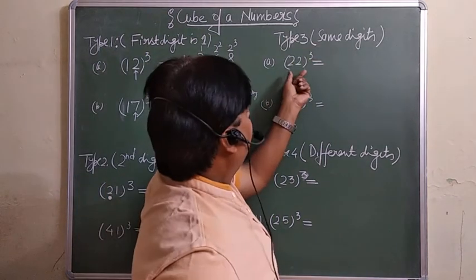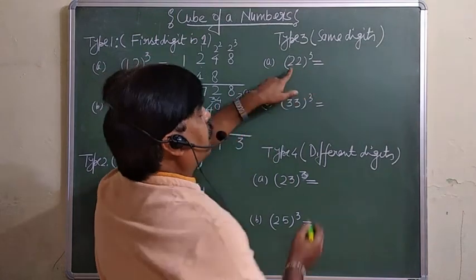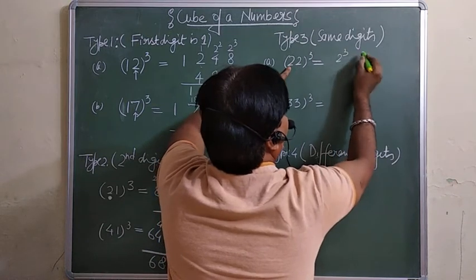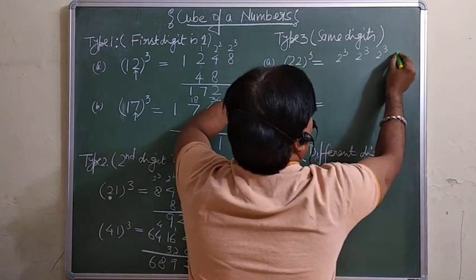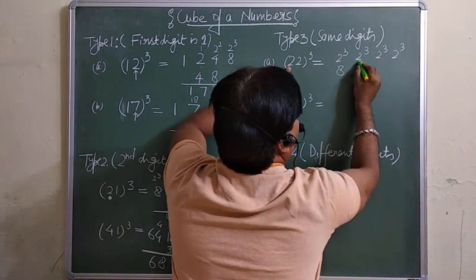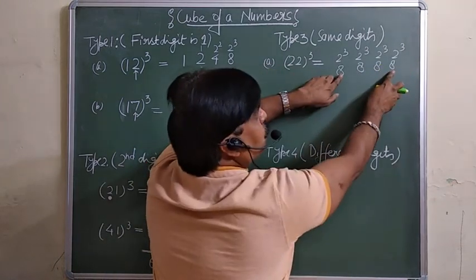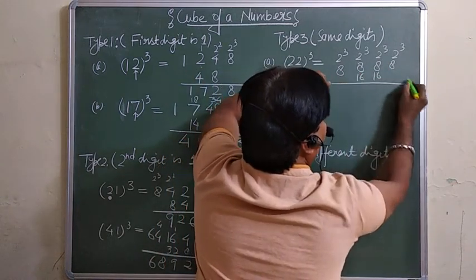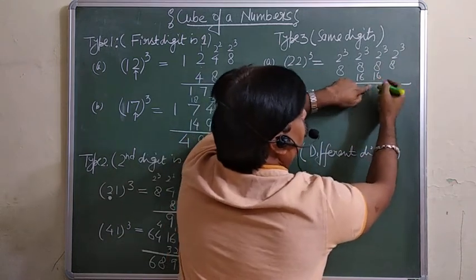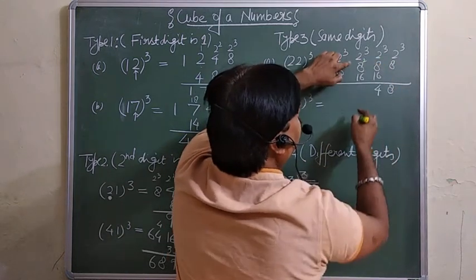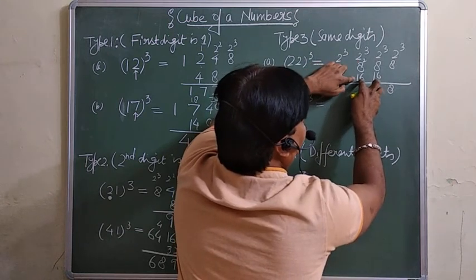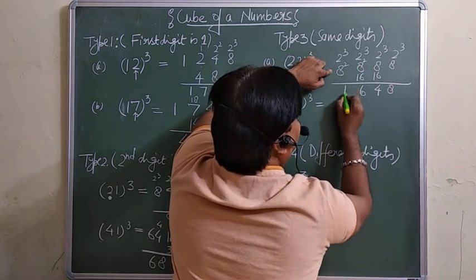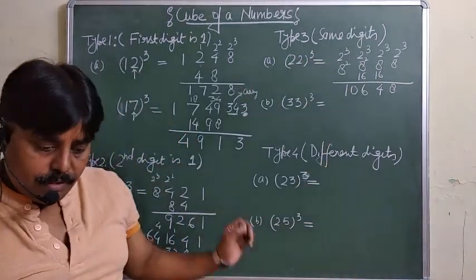Okay, now type 3, if the same digits are there. Here just do the cube of the digits. 2 cube, 2 cube, 2 cube, 2 cube. So this is your 8, 8, 8 and 8. Last two digits leave as they are. Do the twice of this. 16 and 16. Add them. 8. This is 24. 4 will be here. 2 is carry. 2 will be added here. 8 and 2, 10. 10 and 16, 26. 6 is here. 2 is carry. 2 will be 8. 8 plus 2, 10. So this is your cube of this number.